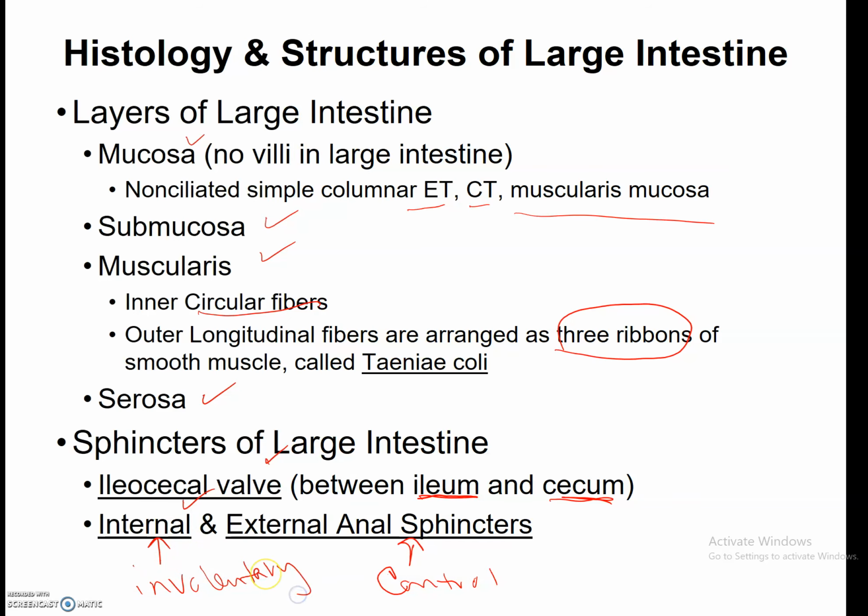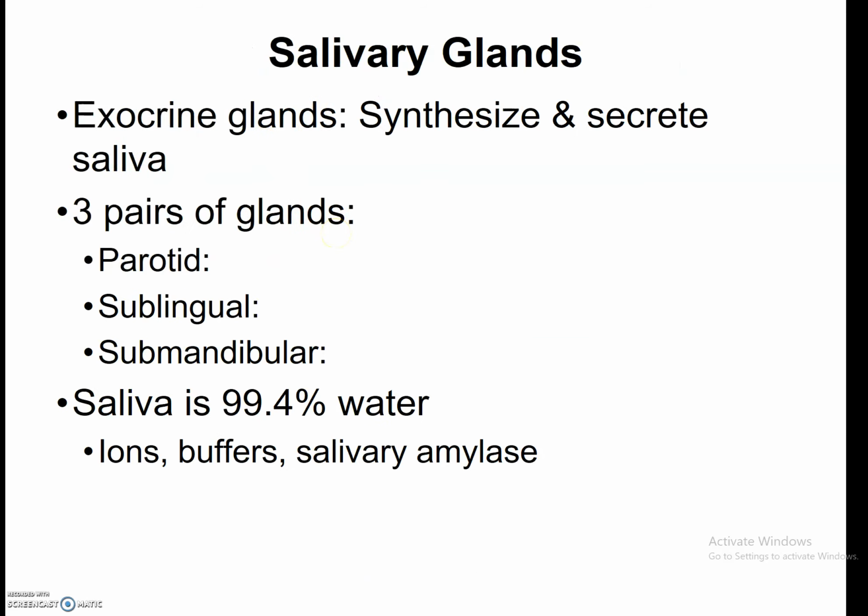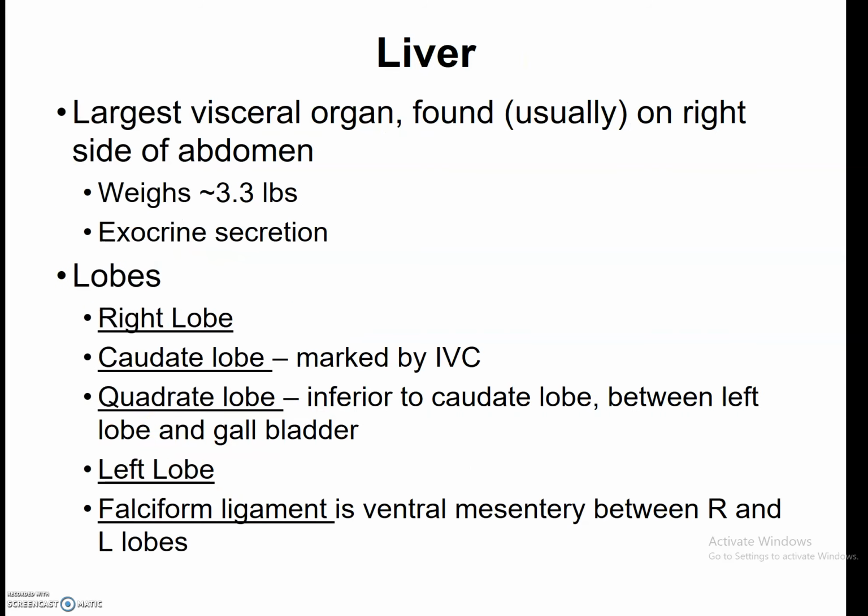And you'll learn more about that in physiology. Now, in terms of other accessory organs, the salivary glands, liver, gallbladder, and pancreas. So basically, salivary glands are going to make saliva and synthesize amylase and lipase. There are 3 pairs of glands: the parotid, the sublingual, and the submandibular. The majority of saliva is 99.4% water. There are some ions, some salts, there's some buffering, and salivary amylase.